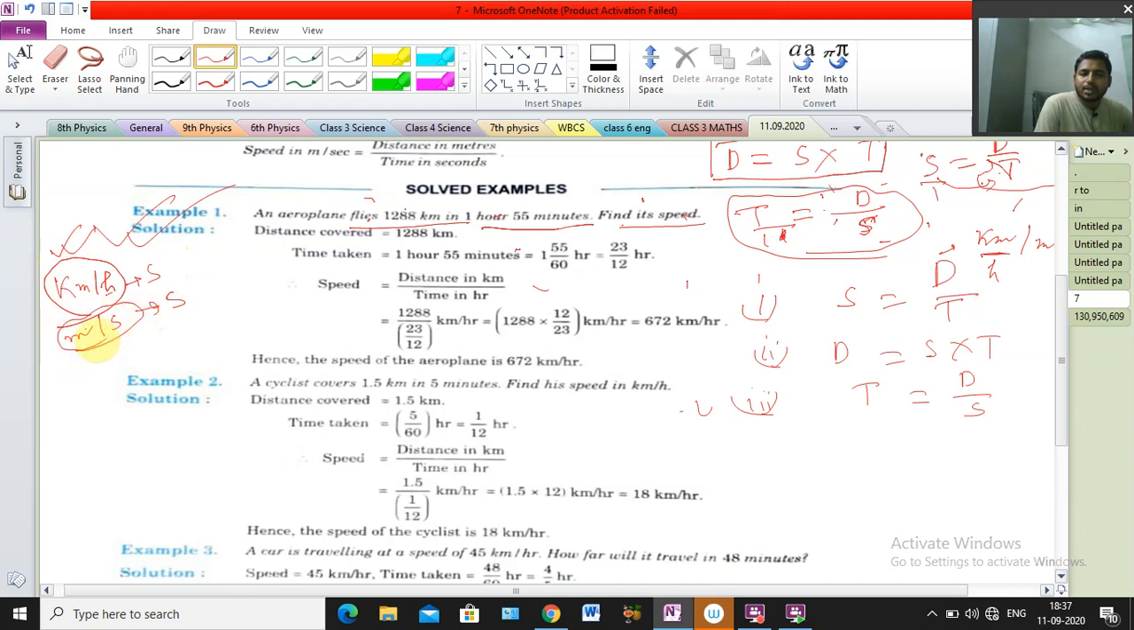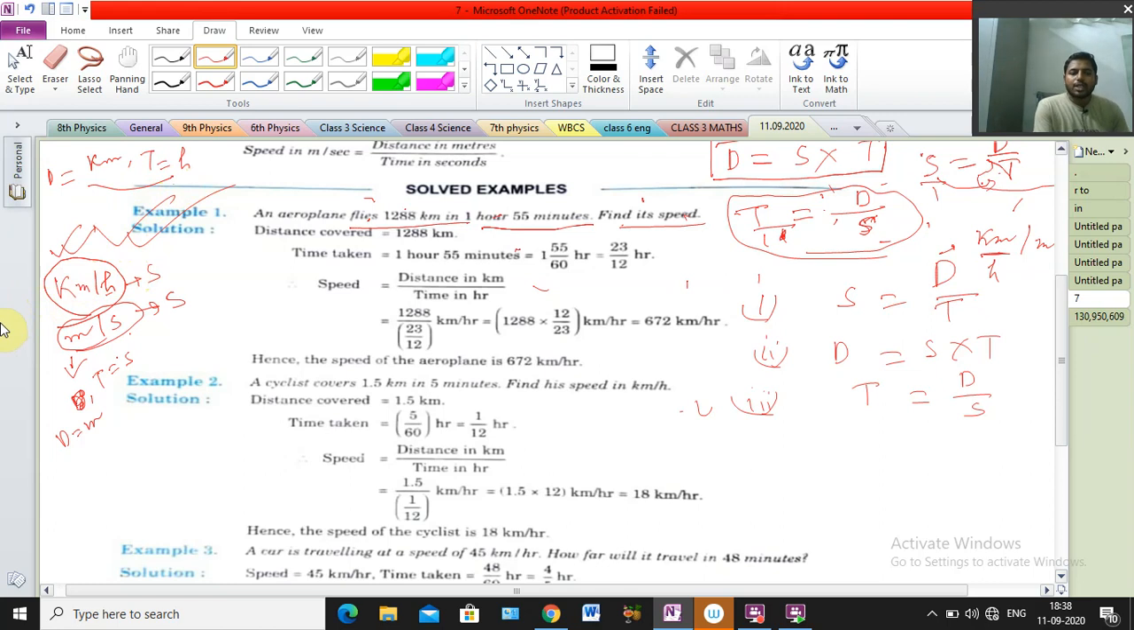Clear or not? So when distance will be meter and time will be second, we get meter per second. And when distance will be kilometer and time will be hour, the unit of the speed will be kilometer per hour. Clear or not? So now we have to take the example, so from there you can understand easily also.